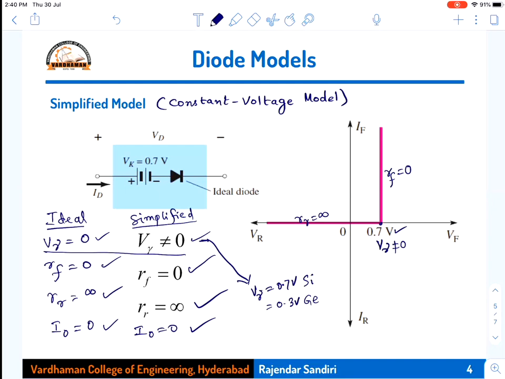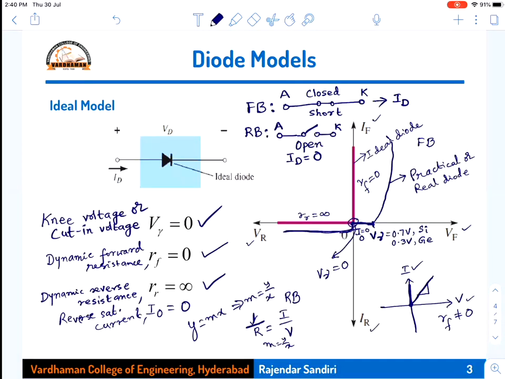Is there any change in this graph? Pink color line, RR is equal to infinity, same. If you go with the ideal model also, that is also RR equal to infinity. That will also be the same in this case. See this portion of the graph. In the ideal model RR is equal to infinity, so that is also the same. So in all the three models, RR is equal to infinity, which gives a straight line on the negative x-axis.